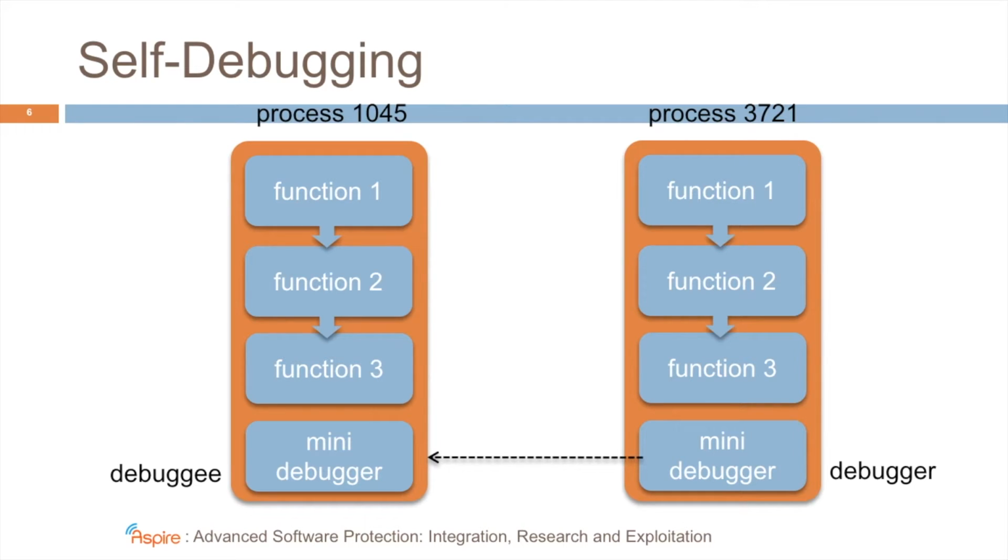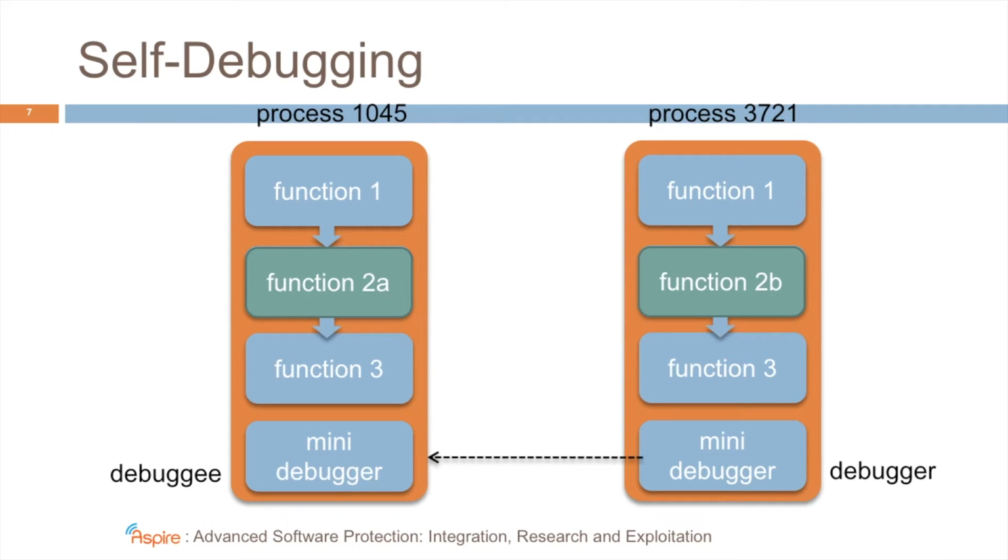Now, of course, if we would stop here, it's trivial for an attacker to detach our mini debugger and to attach his own debugger. So we go further and we actually change the code of the original application. Suppose, for example, that function 2 needs to be protected. What we actually do is we rewrite its code so that it consists of two parts that have to collaborate to provide the original functionality.